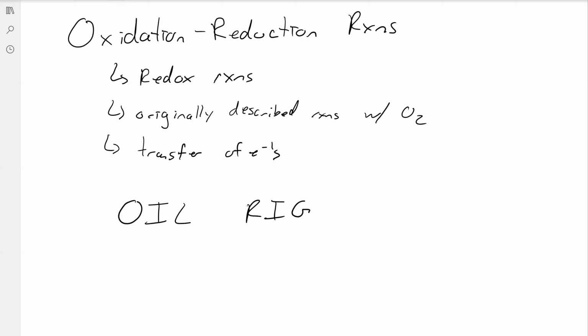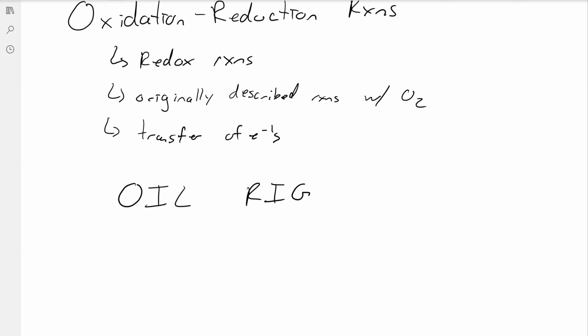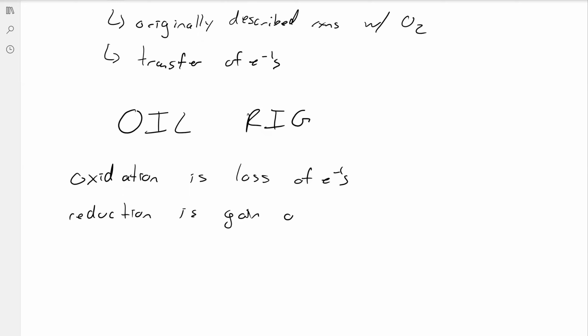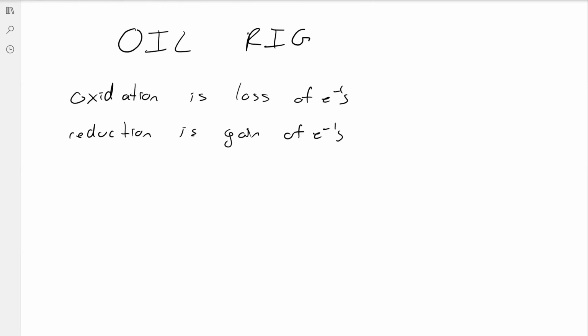If we're transferring electrons, something has to give up electrons and something has to get electrons. So OIL RIG is the little way to memorize it. Oxidation is loss of electrons, and reduction is the gain of electrons. So if your atom or molecule gains electrons, it has been reduced. If it loses electrons, it has been oxidized.